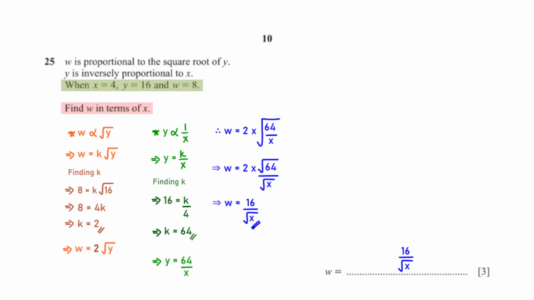We need to write w in terms of x. So we substitute y in w equals 2 times square root of y with 64 over x. Square root of 64 over x can be written as square root of 64 over square root of x. 2 times square root of 64 is 16. So we have w equals 16 over square root of x.